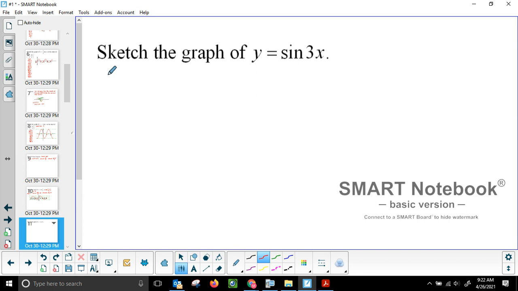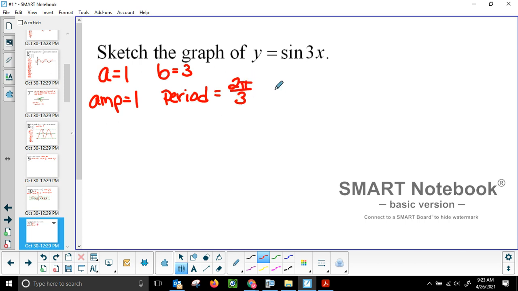All right, so this one's still relatively basic. Right? My A is equal to 1, which means my amplitude is 1. Our B is equal to 3, which means our period is equal to 2 pi over 3, which doesn't reduce any, right? You just leave it like that. Right? And our intervals, you take your period and you divide it by 4. Now, dividing by 4 is the same thing as multiplying by 1/4. So that's 2 pi over 12, which is pi over 6.